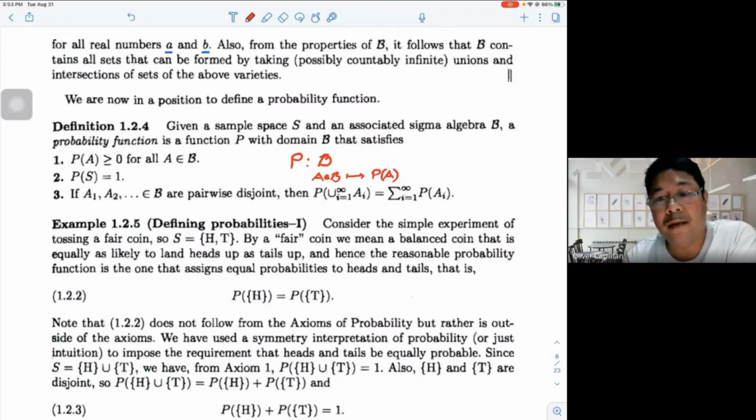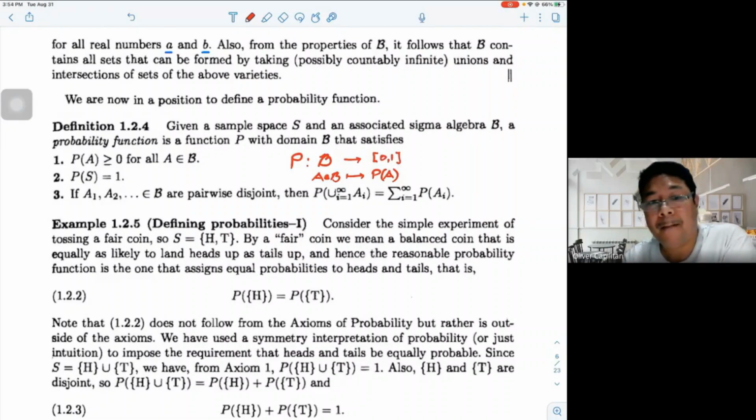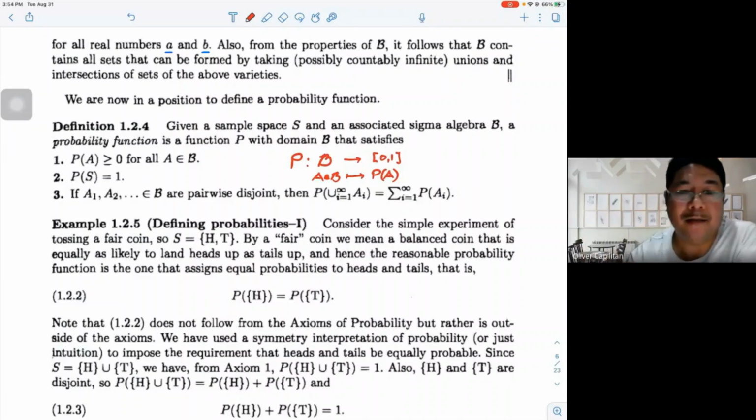So what should the codomain be here? The codomain has not been defined yet. But later on, you will see that the codomain, or the range of this function, is the closed interval 0 to 1. It will simply imply that the probability of an event A should be non-negative, greater than or equal to 0, for all elements in our sigma algebra script B.